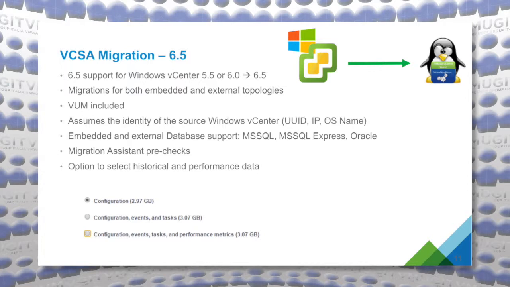So first is migration. I'm not going to go too deep into migration because you guys covered that at the last VMUG, as well as one of the R&D engineers, Ivo here, is going to be covering not only migration but updating of the appliance. But in short, we allow you now to migrate a Windows vCenter server running version 5.5 or 6.0 and get to the appliance. We do all the heavy lifting for you, so you don't have to run any scripts or anything like that.